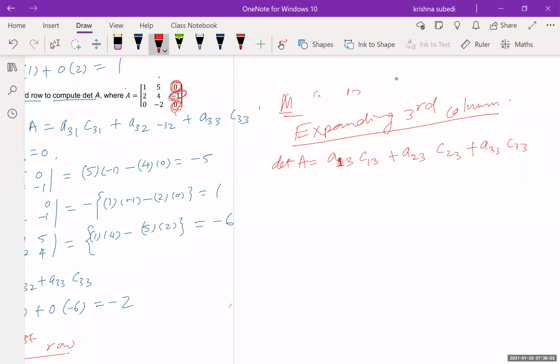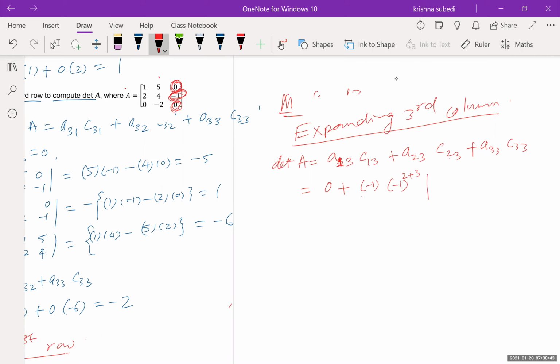And we already know A13 is 0, and 0 multiplied by anything is 0. So I don't have to even write that because this term will be 0. Plus A23, which is negative 1. But remember, the C23 will be negative, because there will be negative 1 to the power 2 plus 3. The sign always alternates: positive, negative, positive. So this will be negative 1 there, and then negative 1 again.